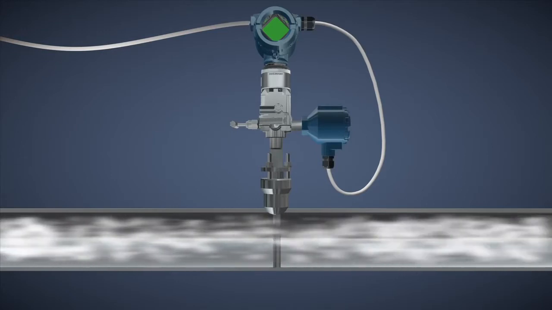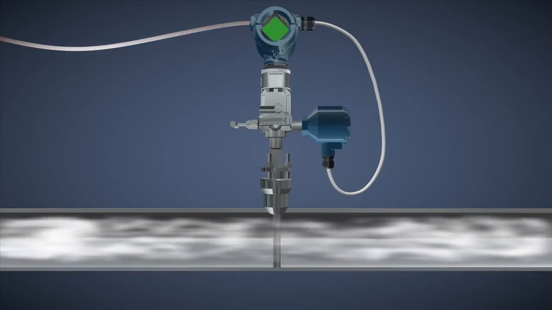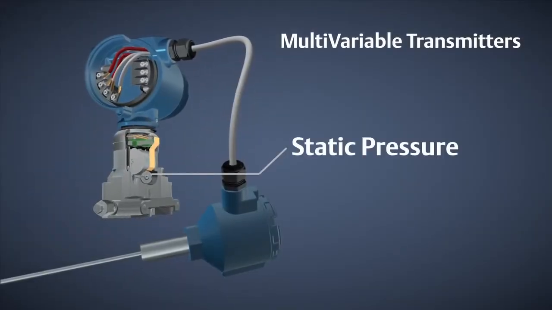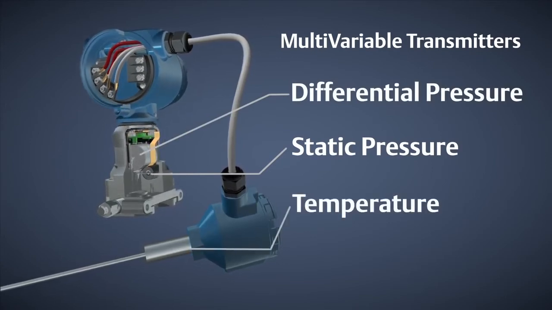Today's advanced multivariable transmitters perform a compensated mass flow calculation in the transmitter of the integrated flow meter. The multivariable transmitter measures static pressure, differential pressure, and process temperature in one device.